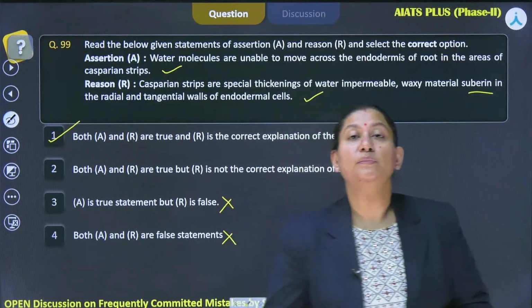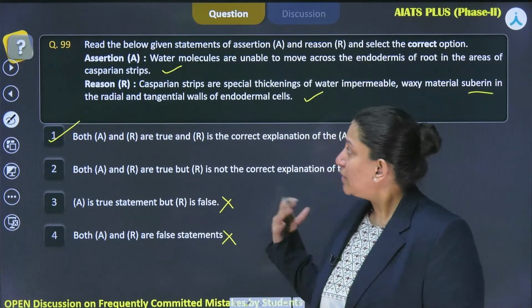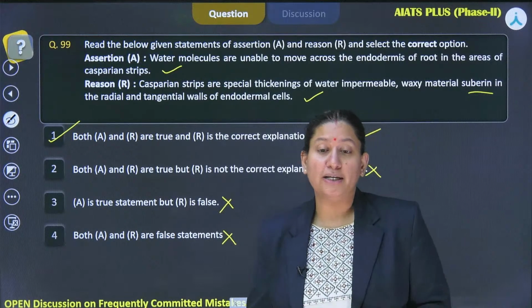So this is how you will be solving the questions of anatomy and molecular biology, right?